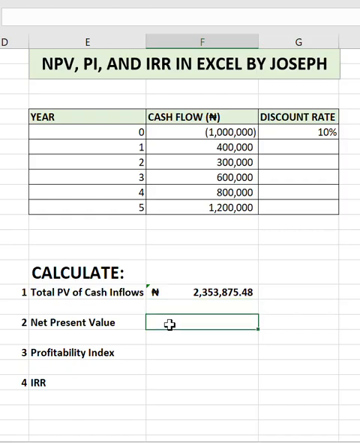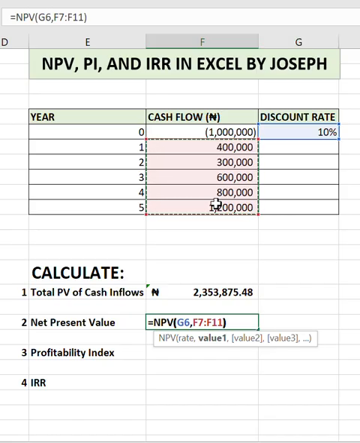Our net present value is the measure of value added to this money. It shows how much an investment adds. How much does your investment add today after subtracting the initial cost? So we are going to subtract this 1 million naira from the cash flow with the discount rate. So the formula is equals NPV. The rate is 10%. Then the cash inflows.